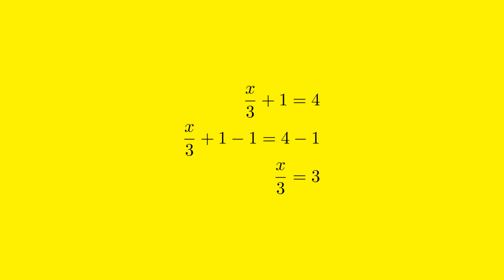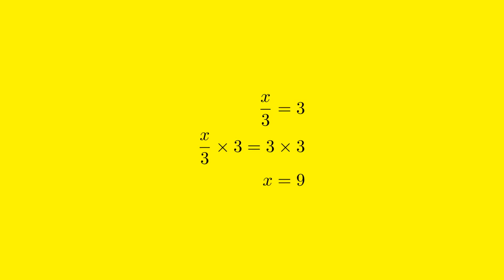In summary, the first step alters the expression from x divided by 3 plus 1 equals 4 to x divided by 3 equals 3 by subtracting 1 from both sides. This makes it easier to solve for the variable x in the next steps.